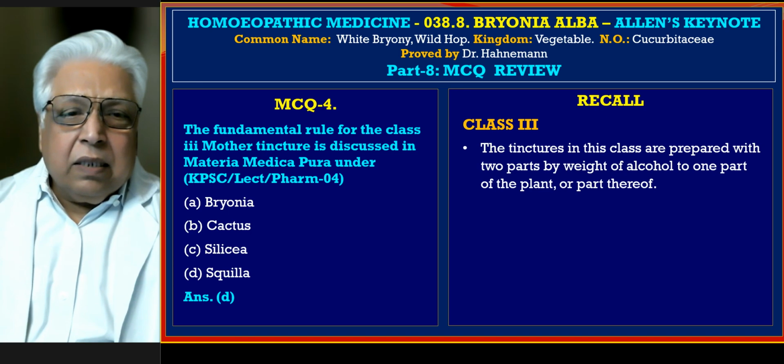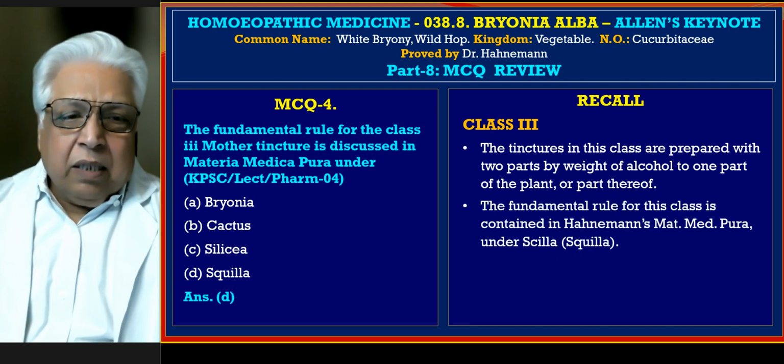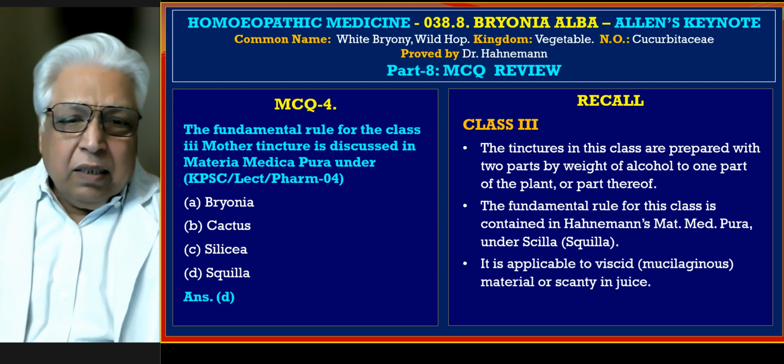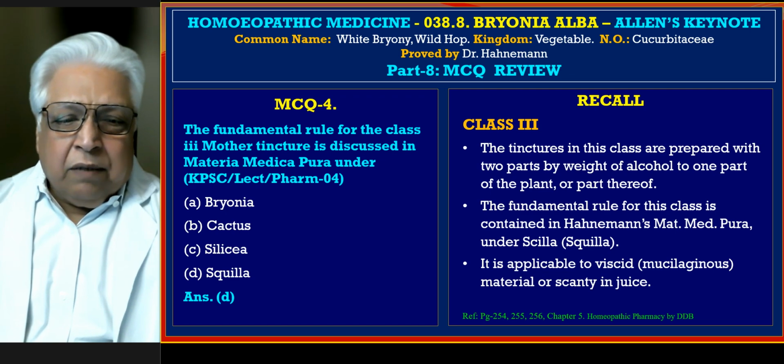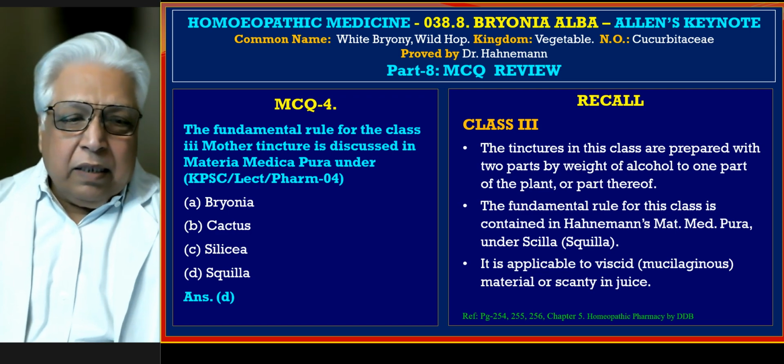The mother tinctures in this class are prepared with two parts by weight of alcohol to 1 part of plant or parts thereof. The fundamental rule for this class is contained in Hahnemann's Materia Medica Pura under Squilla. It is applicable to viscid or mucilaginous material or scanty in juice. This reference is coming from page 254, 255, 256, chapter 5, Homeopathic Pharmacy by D.D. Banerjee.